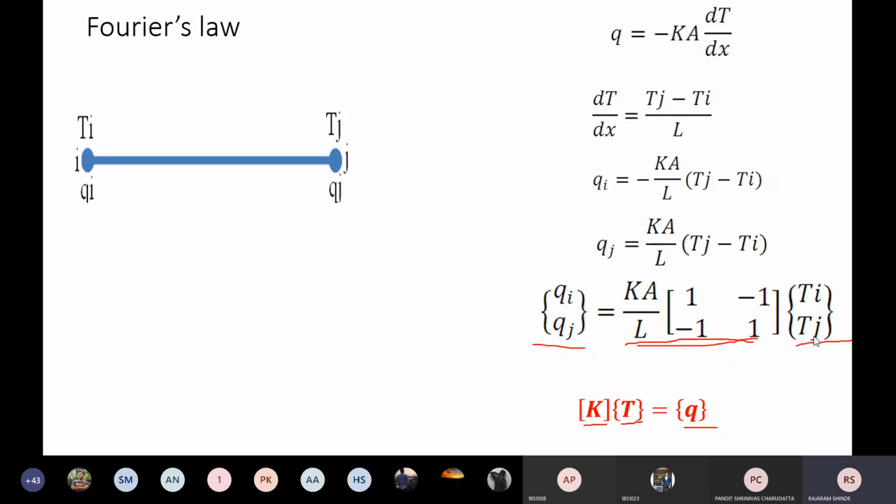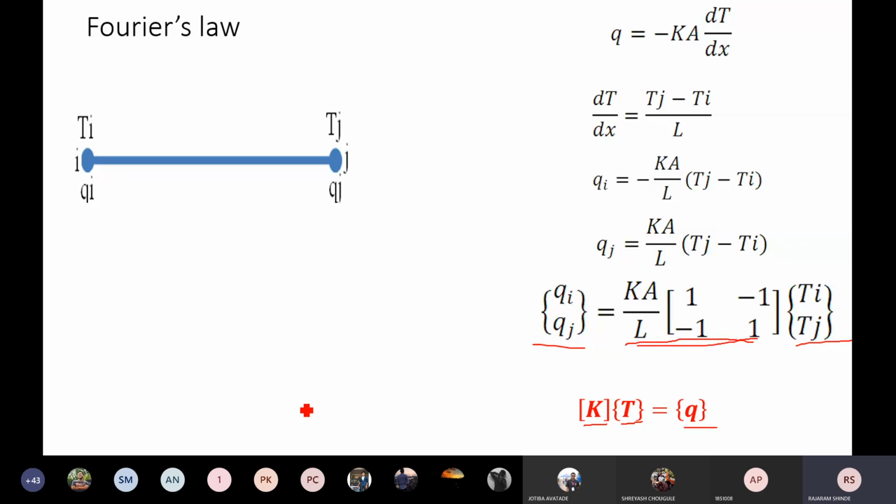Jyotiba, can you tell? Heat flux is a change in heat flow with respect to time. Shreyas? Sir, I am a little confused between heat flow and heat flux. What is heat flux? You tell me. Sir, the rate at which heat flow occurs. Yes, it is heat flow per unit area.